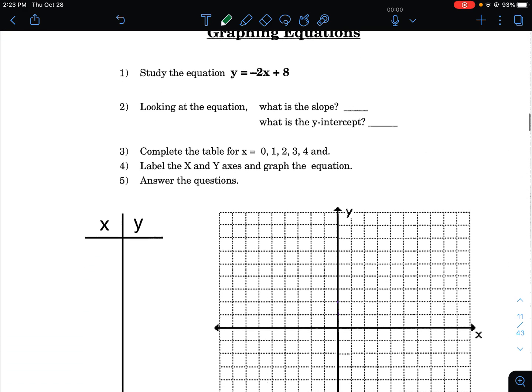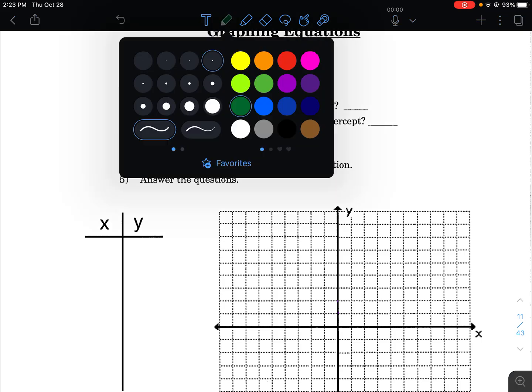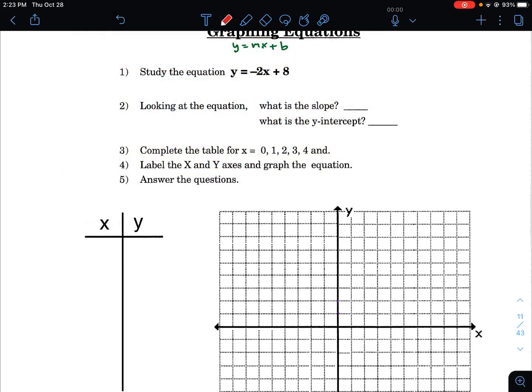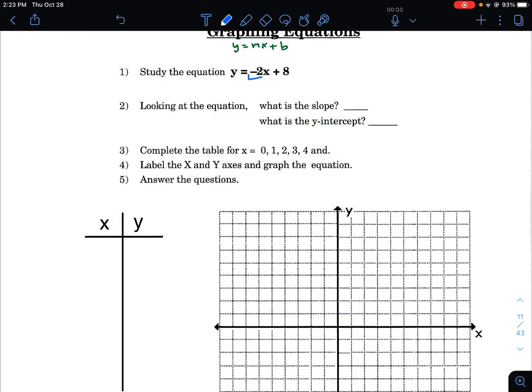Let's look at this one right here. We have this equation, negative 2x plus 8. Remember, y equals mx plus b. So let's underline our slope. Hopefully you know that the sign needs to be underlined as well. So our m is actually negative 2. And our y-intercept, let's include the sign as well, is 8. So negative 2 and 8.